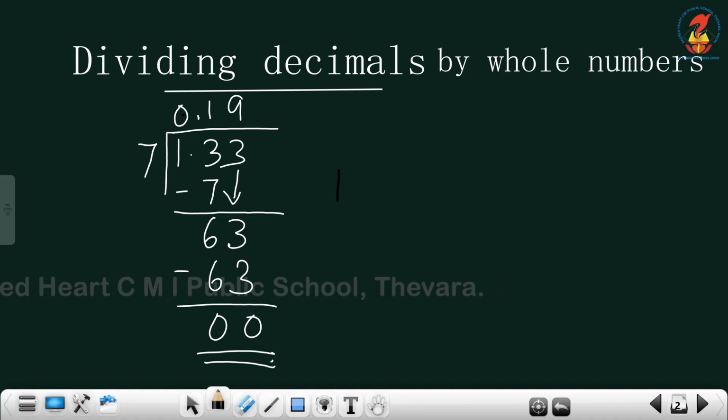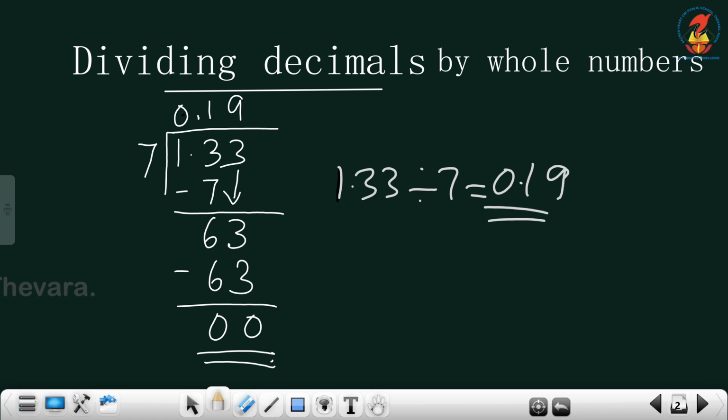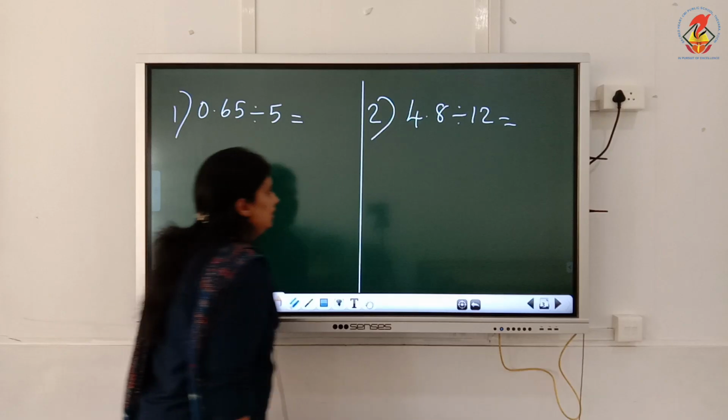So here, 1.33 divided by 7, the answer is 0.19.